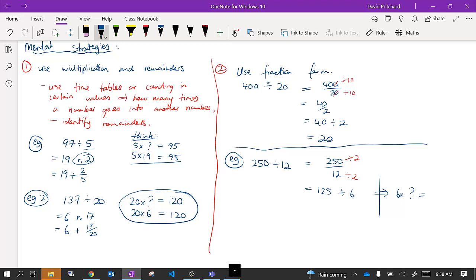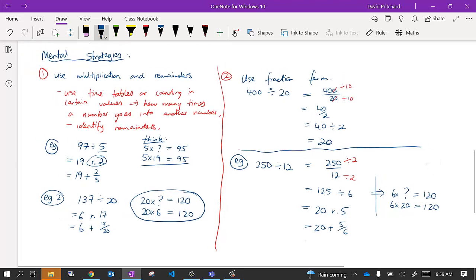So if we employ our using multiplication strategy, 6 times something is equal to, if we think about 10 times 6, we know that 10 times 6 is 60. And if we've got 2 lots of 60, we get 120. So we're aiming for 120, I think. That means 6 times 20 is 120. And that means our problem over here would be, we've got 125 divided by 6. It goes in 20 times exactly, and then we've got 5 left over, so remainder 5. So 20 and 5 over.